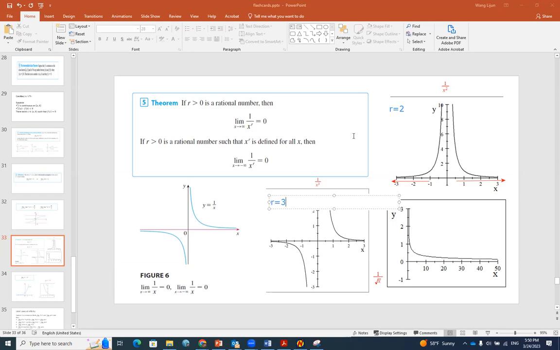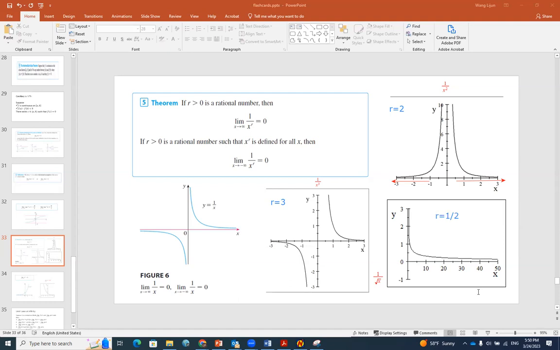R is 3, right? It's similar. So these two. Usually 1 over x to the power 3 doesn't show up as often as 1 over x because they have similar properties. The next one I wish to show you is 1 over square root of x. In this case, r is 1/2.